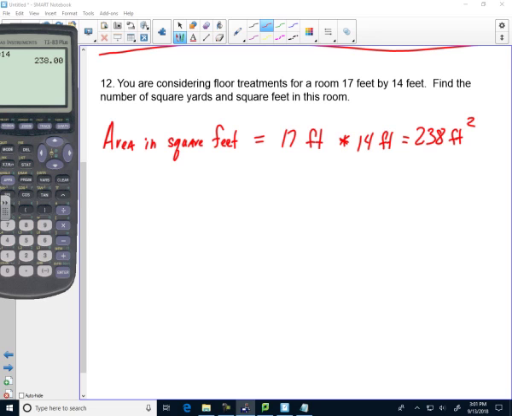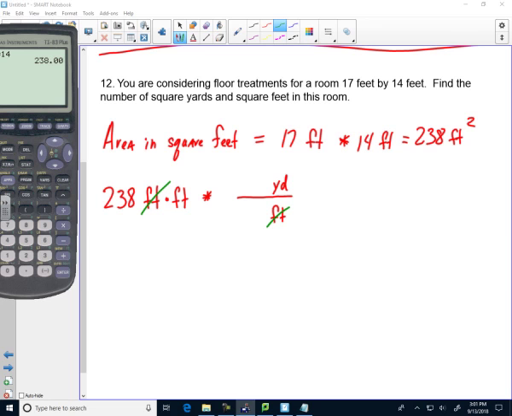In square feet. Watch this. I can take the 238 square feet, and I'm going to write it like this. Feet times feet. That's square feet. That's another way of writing square feet. Now, I want to go to yards. So I want to get rid of the feet, and I want to wind up with yards. So if I write it like that, that guy is going to cancel out that guy.